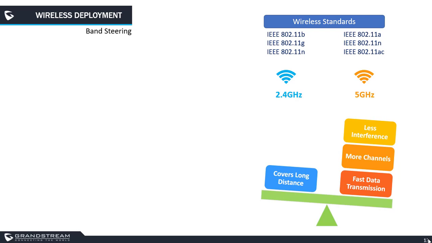So this is a list of the well-known wireless standards. For the 2.4 gigahertz, we have B, G, N, and for 5 gigahertz, we have N and AC. Now there is a new standard called Wi-Fi 6, which is 802.11ax. That's a different frequency and a different band that has its own characteristics.